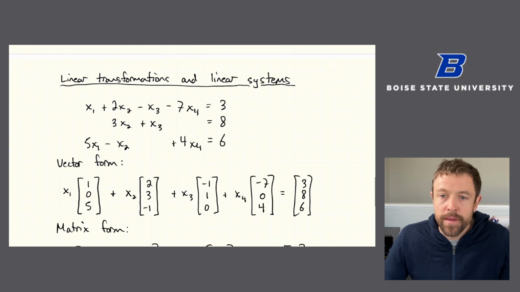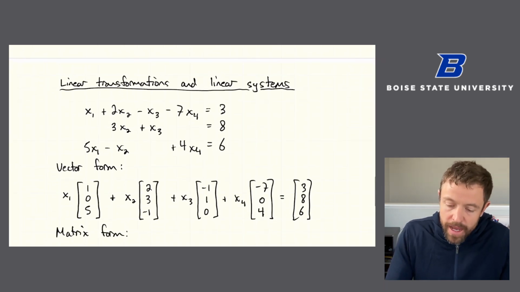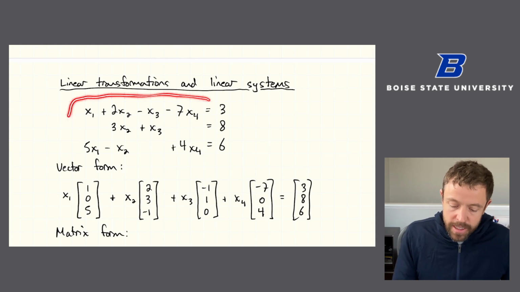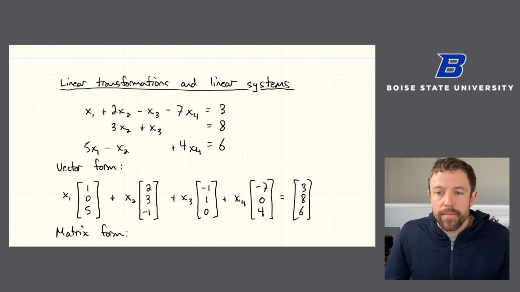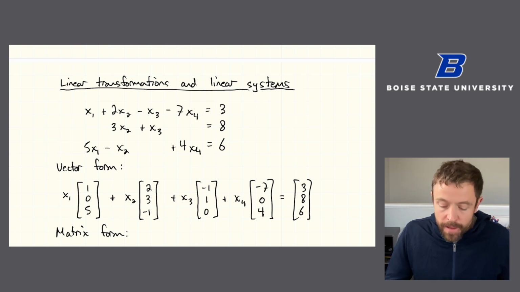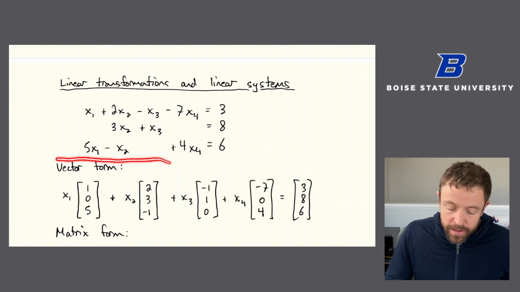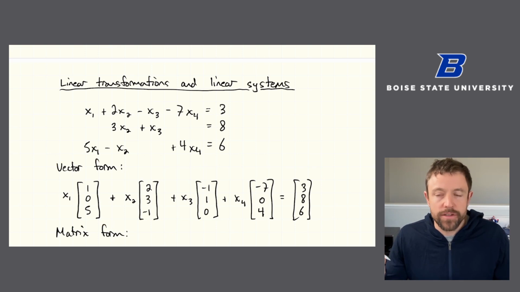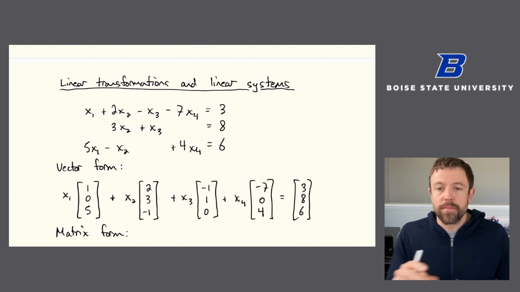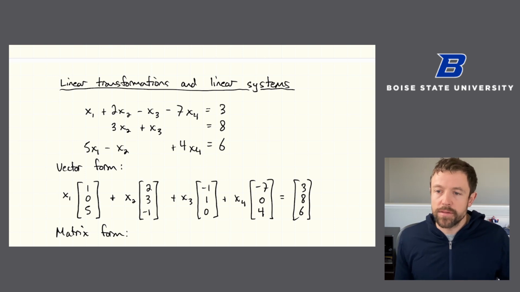So far, we've seen that when we have a linear system, so here's an example of a linear system, we can rewrite it as a linear combination of vectors, or in vector form if we want. And so this is this linear system written in vector form. And if you're kind of trying to remind yourself of this, we talked about this when we first introduced vectors.